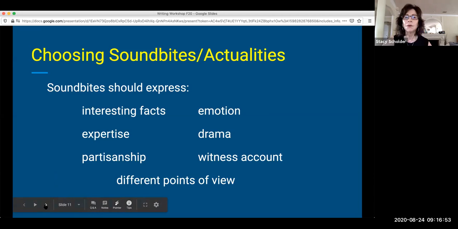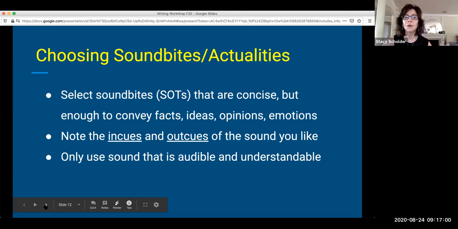So the sound bites, for the most part, we want to keep fairly concise. There's no magic number, but just enough to convey a fact, an idea, an opinion, an emotion. When you select your sound bites, you want to note what's the in cue, what are the first few words, and then what is the out cue? What are the last 3 words? So that you can keep track of that, and when you're ready to write your script and ready to edit your story, you're all set to go. And of course, you always want to make sure that the audio is understandable. It's clear.